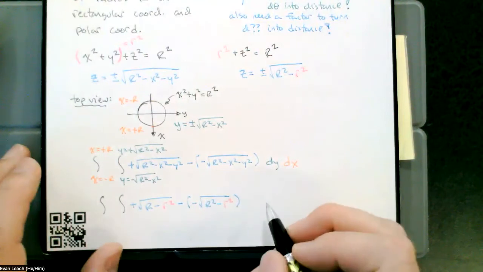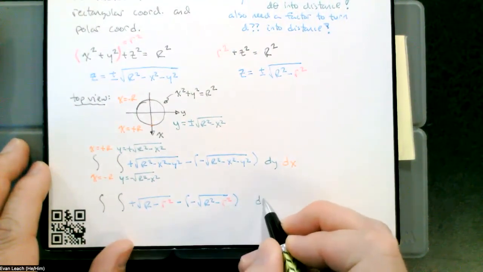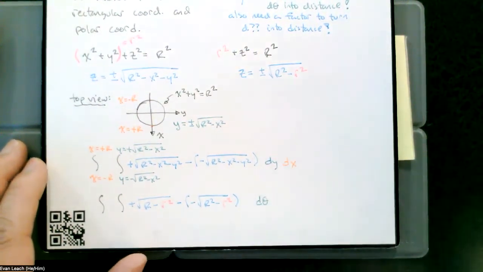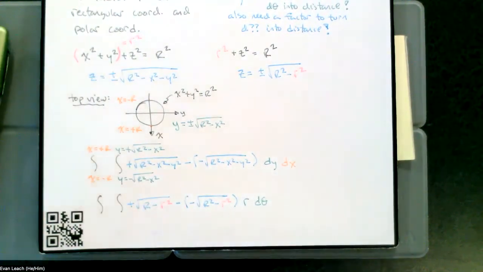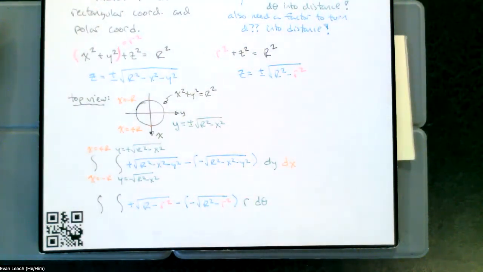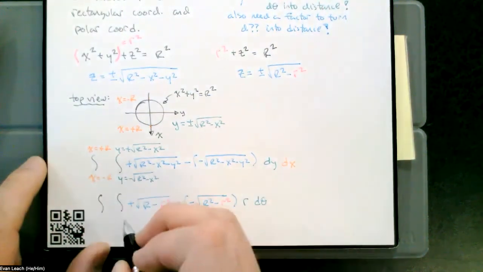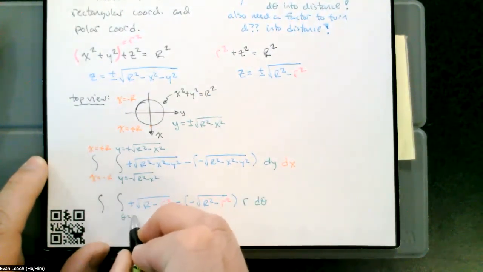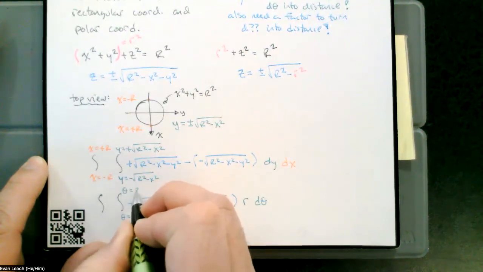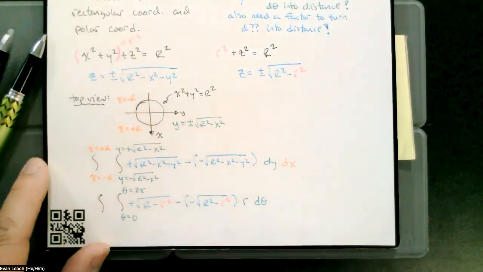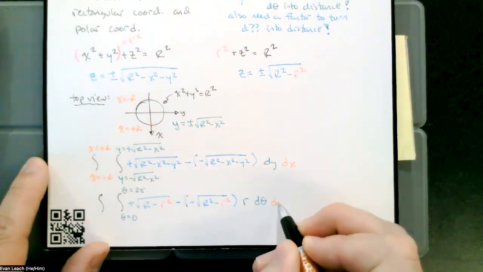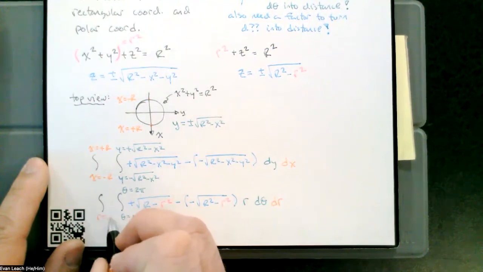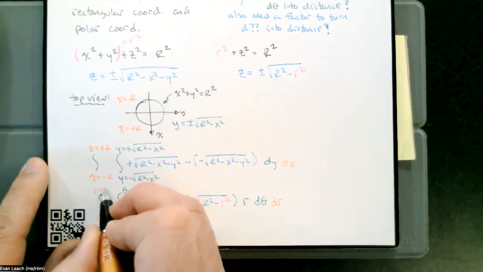But instead of just writing d theta, that's not enough. That is an angle, not a length. I need another factor of r. And then since a circle in polar coordinates is still two intervals, theta will go from 0 to 2 pi. That's all the way around the circle. And r will go from 0 to capital R.